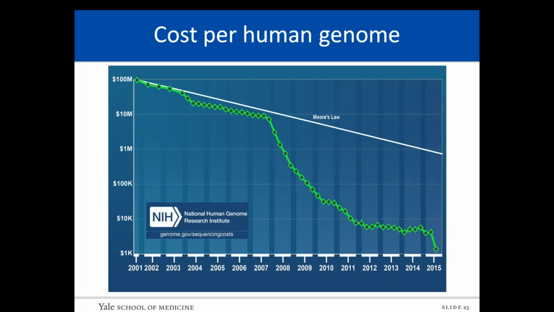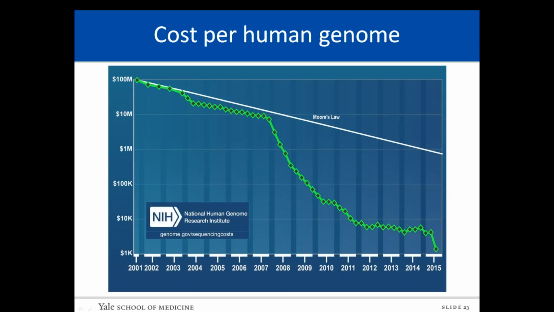Back in 2001, when the Human Genome Project was completed, it cost $100 million to sequence one human genome, and it took many years. It was the effort of numerous labs and many researchers. Now in 2015, we're very close to the $1,000 genome, and instead of years, it can take a matter of days. So again, really accelerating our research.